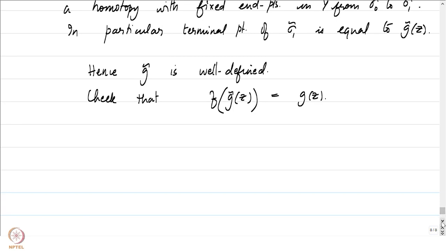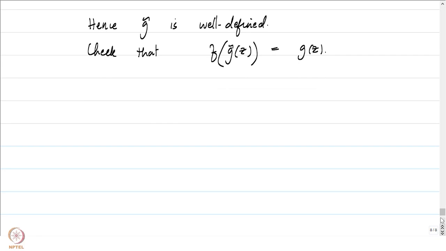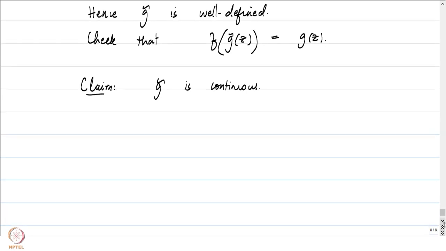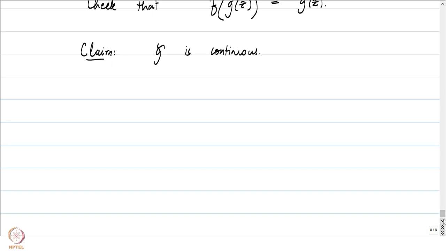We have to show that this g tilde that we just defined is in particular a continuous map as well. So, that's the next claim that will be proven: g tilde is continuous. Now, remember that we have not used the fact that Z is locally connected, and this is precisely where we will be using that. To show that g tilde is continuous, we will prove the following.